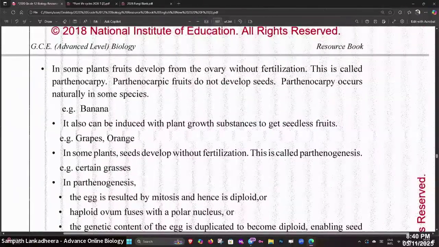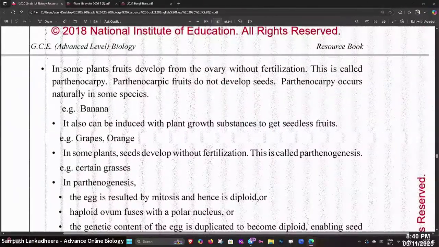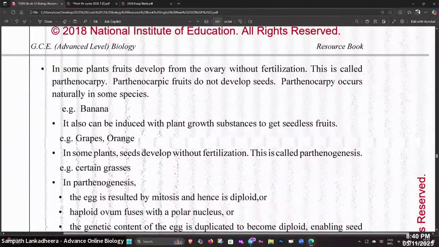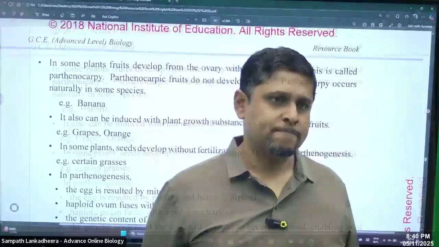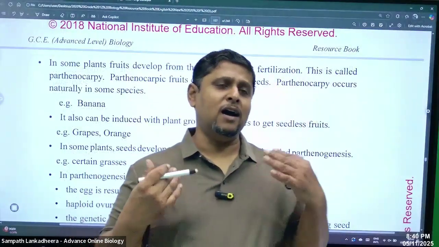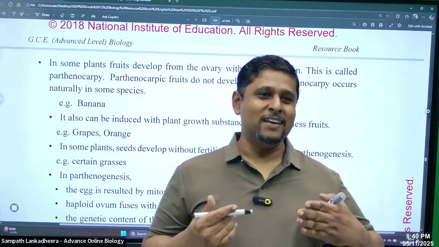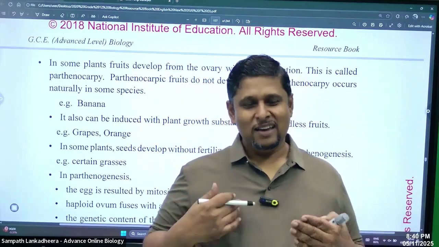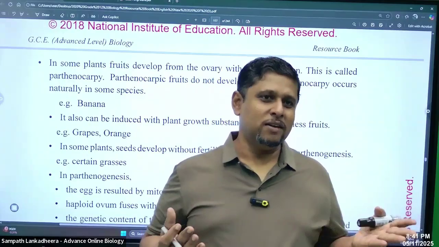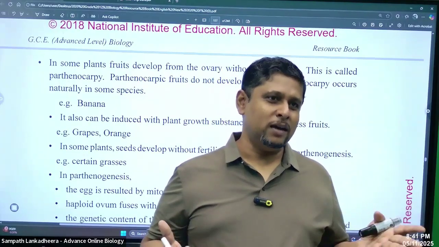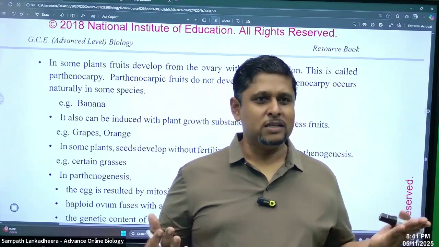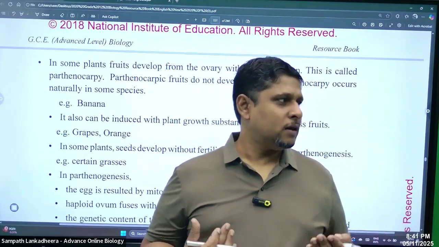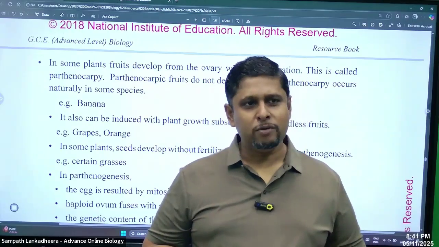Some more parts are there, people, regarding parthenocarpy and parthenogenesis. Parthenocarpy and parthenogenesis, right? If the fruits develop without fertilization, that is parthenocarpy. Right? Grapes, oranges and all. It can be artificially induced. Banana, right, is a parthenocarpic fruit.